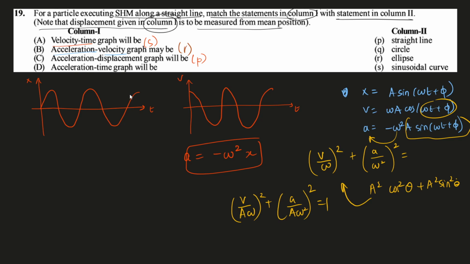Acceleration time graph will be, well, again, this is just a sinusoidal curve because x is sinusoidal, and that is being multiplied by a constant, which again gives us a sinusoidal curve, either a sine curve or cosine curve, whatever you want to call it. So again, this is going to be S.